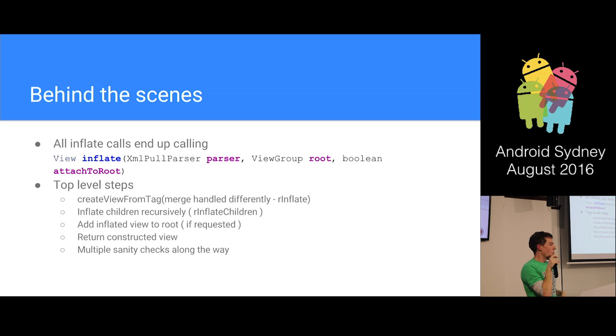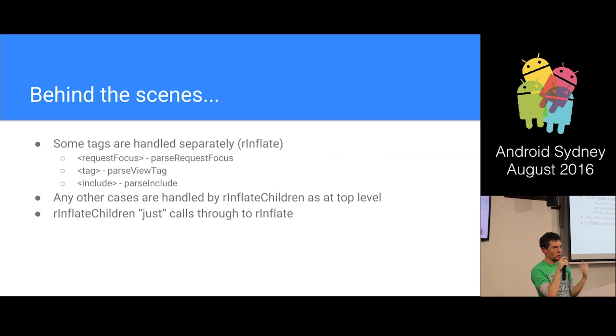So the way the LayoutInflater works internally is when you inflate a view, it tries to create the view from the tag first. So this handles merge in a separate way. Then it goes through all the children and inflates the children through recursive inflate. The method is kind of funky, but that's actually in the platform. Then it adds the views to root and returns the constructed view. And there are some sanity checks along the way, but that's really not important for the purpose of this talk.